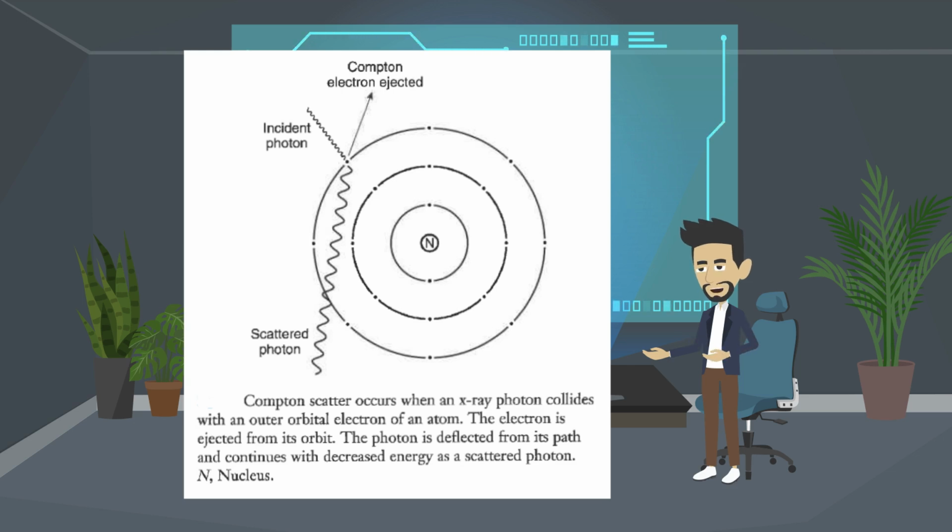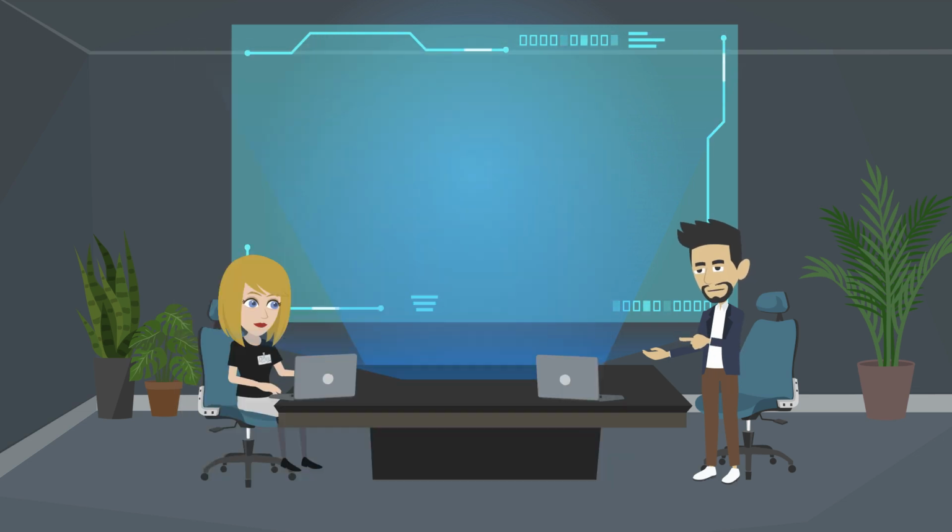The incoming X-ray photon interacts with an outer orbital electron of an atom, removing it from the atom, called ionization, and then proceeds in a different direction. The majority of this photon's energy is converted into a new photon of scatter radiation.